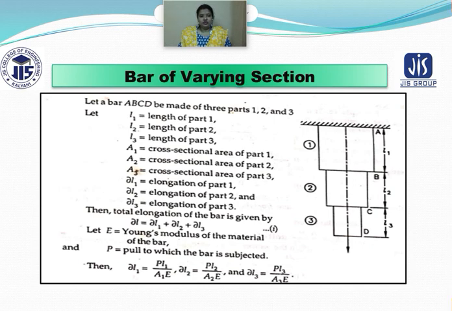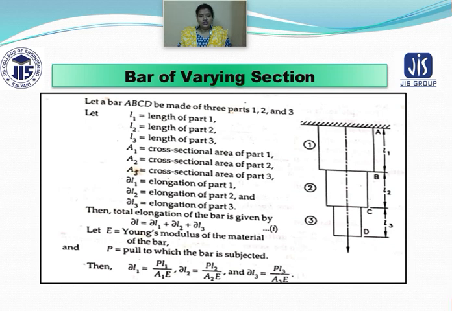Now the next portion we are discussing is the bar of varying section. Bar of varying section means that until now, in all the discussion we have made, we have considered the length the same, the area of the cross section of the bar the same, and the material also the same. But today, in this bar of varying section, we are going to discuss various portions of the bar.